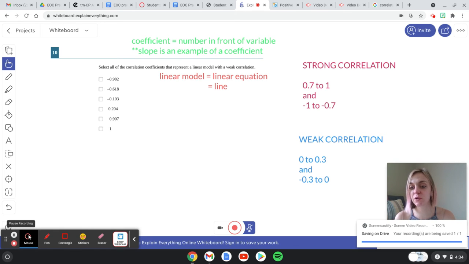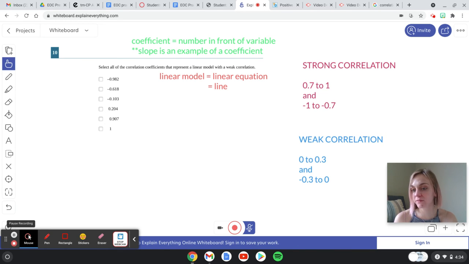So an example of two things with a weak correlation might be the number of times I walk my dog and how hot it is outside. Those two things don't really have anything to do with each other. So you should already have these in your notes. Now, the biggest takeaway for you right now is to find the values that have a weak correlation. So if you're answering this question, you want to find any values that are in between this range.